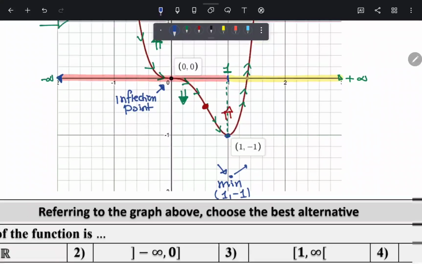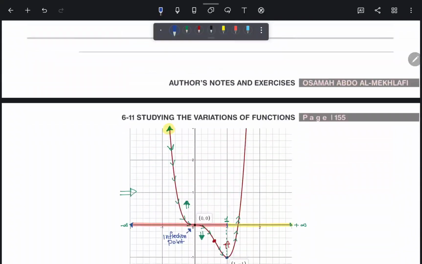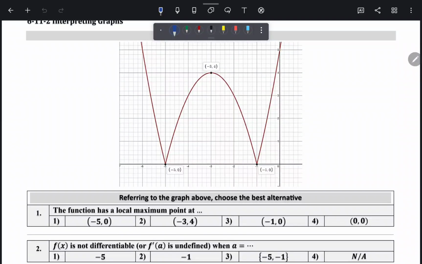What does he want from me? Does he want x ولا y? Let's see. He said minimum value سكت. Y. And they want y. How much was y? Negative 1. Well done. طيب this last example.